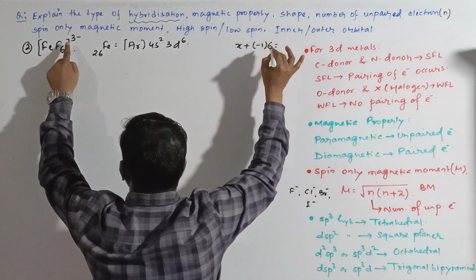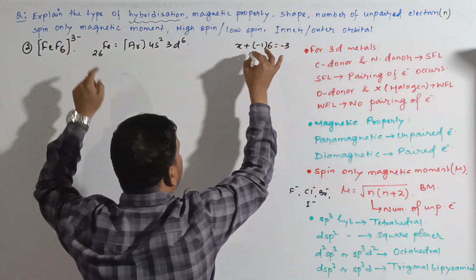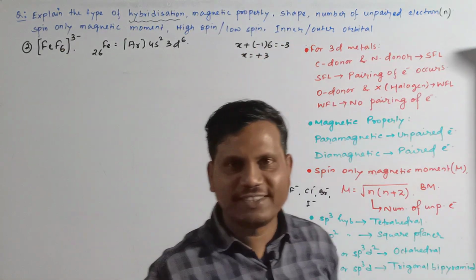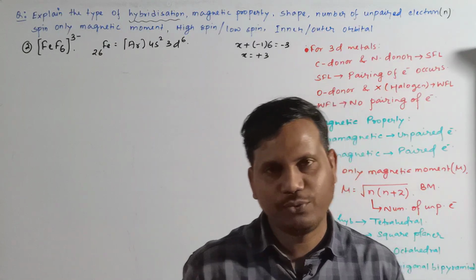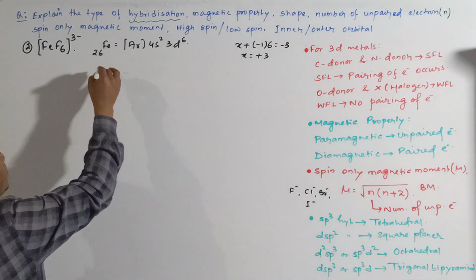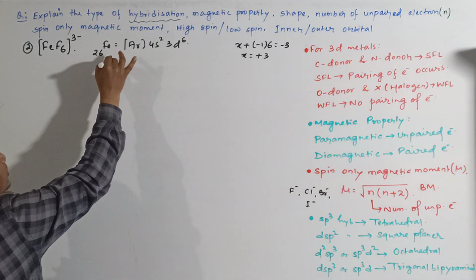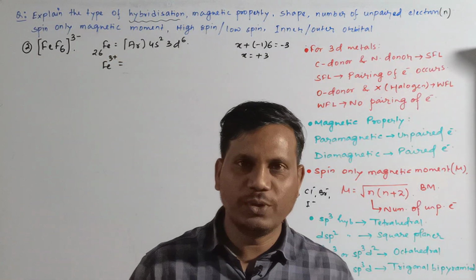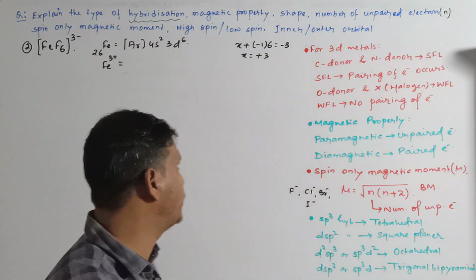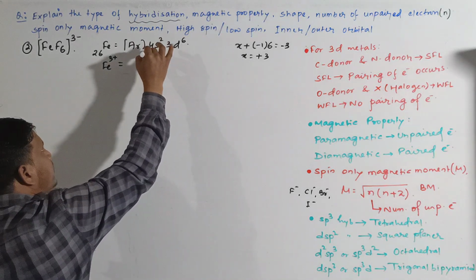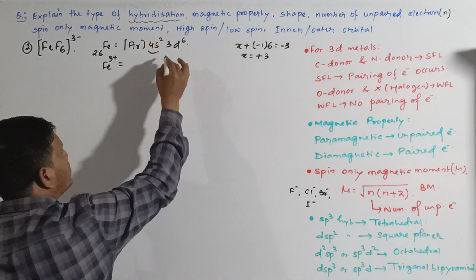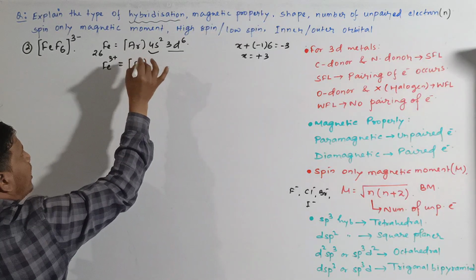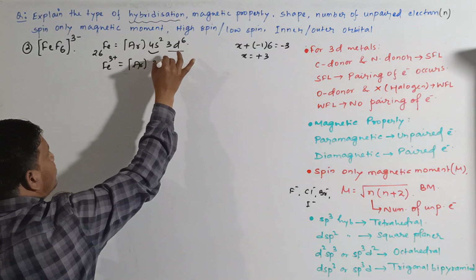And is equal to overall charge -3. So after solving, we will get x equal to +3, as we have done in the first question. So we can write the iron 3 plus. So what will be iron 3 plus? We have to remove 3 electrons. First we will deduct the electrons from 4s, and after that 3d. So iron 3 plus will be argon, then 3d5.